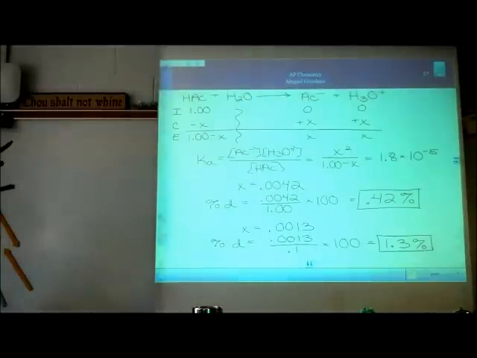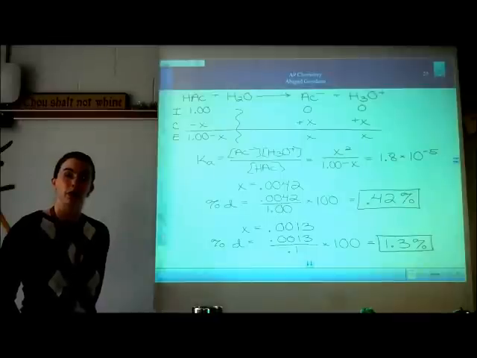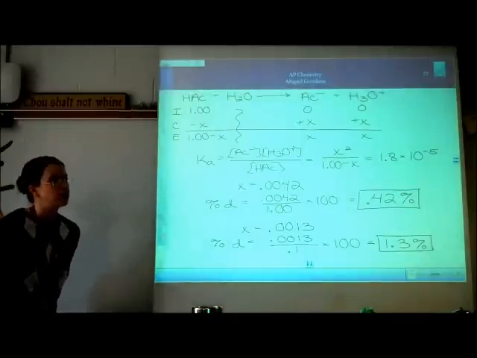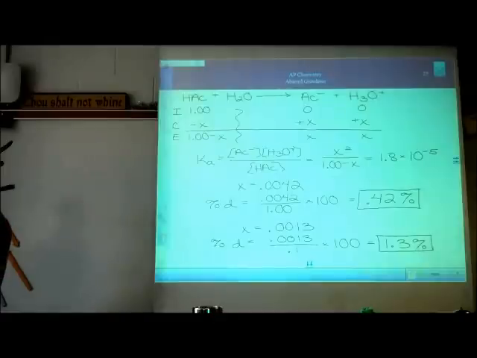Okay? That might seem backwards, and I'll be honest, it seems a little bit backwards to me too. Because you think the more dilute it is, wouldn't that mean less is breaking apart? Actually, it means percentage-wise, a greater percentage is breaking apart.